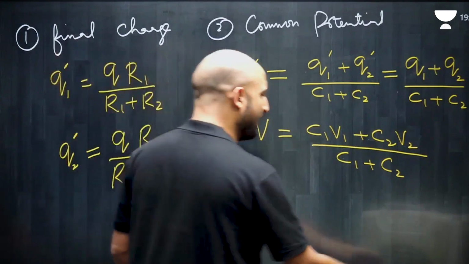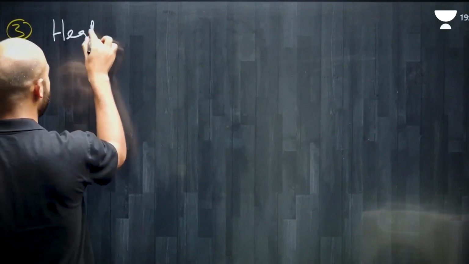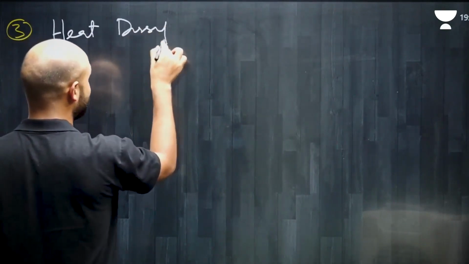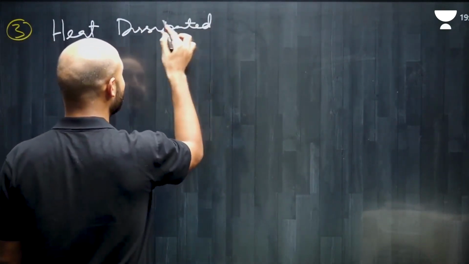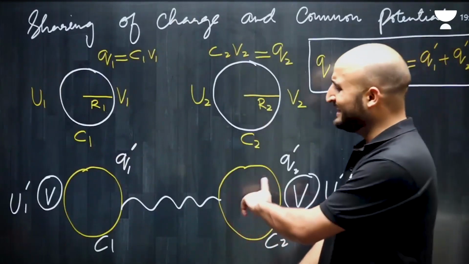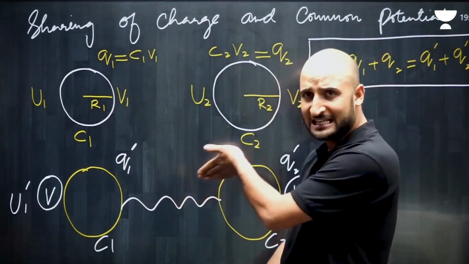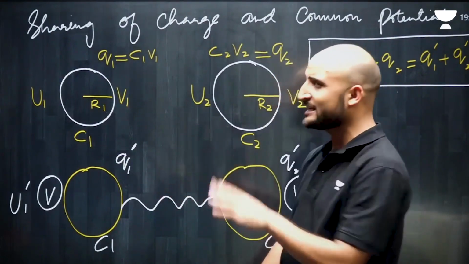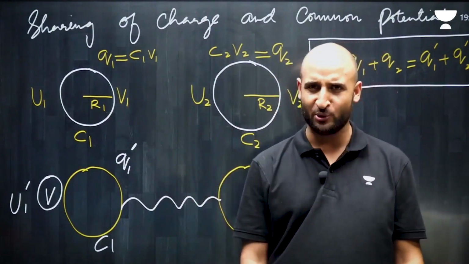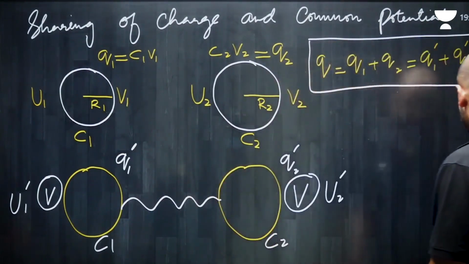Now moving to number three, that is what will be the heat dissipated. When this charge flow takes place, what will be the amount of heat dissipated? First question is how and why heat will be dissipated? Simple answer: when there's a charge flow through this connecting wire, there's a current flowing through it, and you got to go back to Joule's law of heating. Obviously, there will be a heat dissipation. So what will be the amount of heat dissipation?